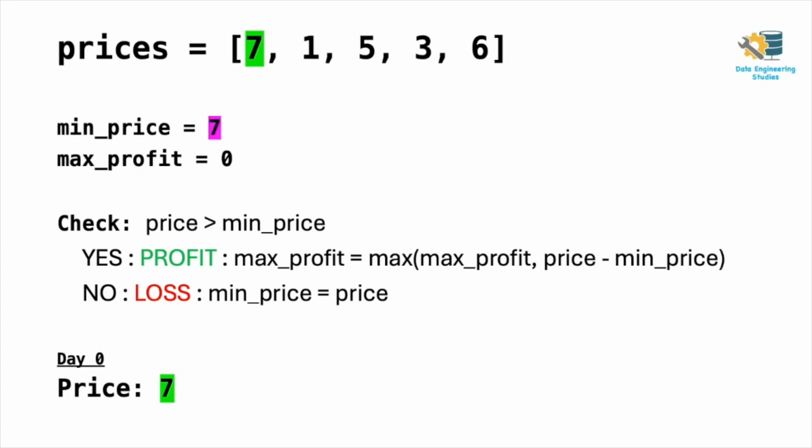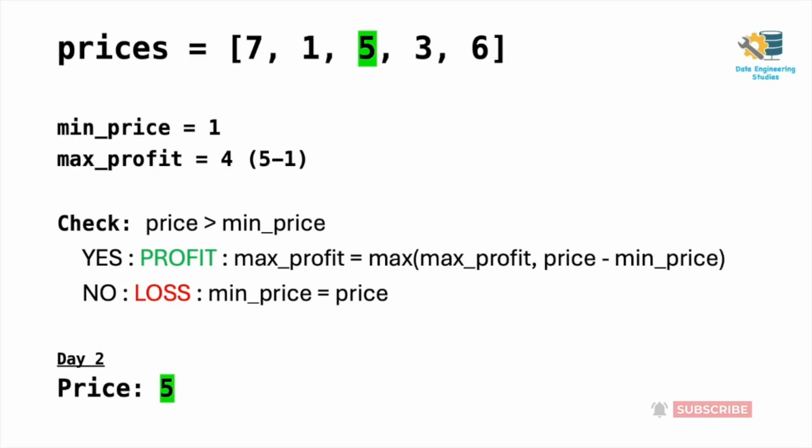On day 1, we will iterate to the next element. We will check if the price is greater than minimum price. No, the price is not greater than minimum price. It is a loss. So our new minimum price is 1. Now we will iterate to the next element which is 5. This is day 2. Our new price is 5. We will check if 5 is greater than 1. Yes, 5 is greater than 1. It is a profit. We will find the max profit which is 5 minus 1. 5 minus 1 is 4.